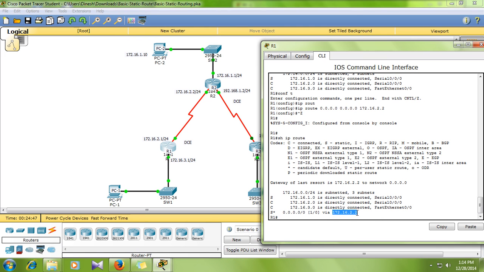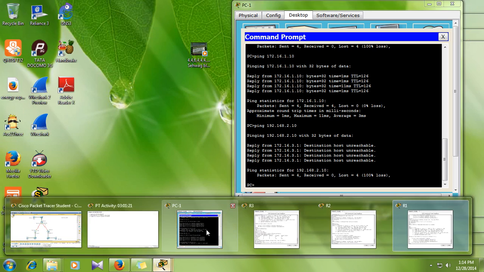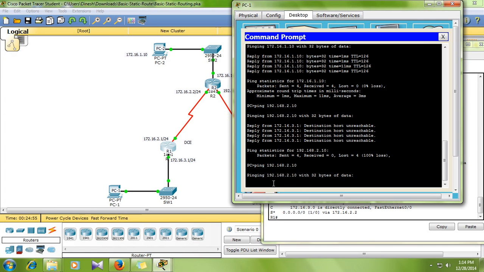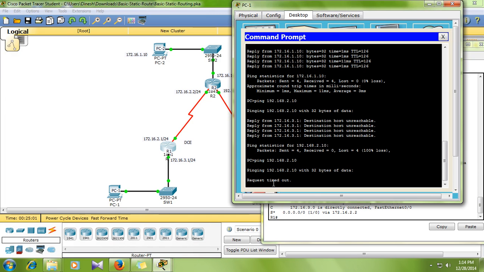Okay, PC1. Now see, you are getting a reply, destination not reachable. Why? Because we configured a default route on R1. So whatever packet comes, it will forward to R2, that is the next hop interface address.